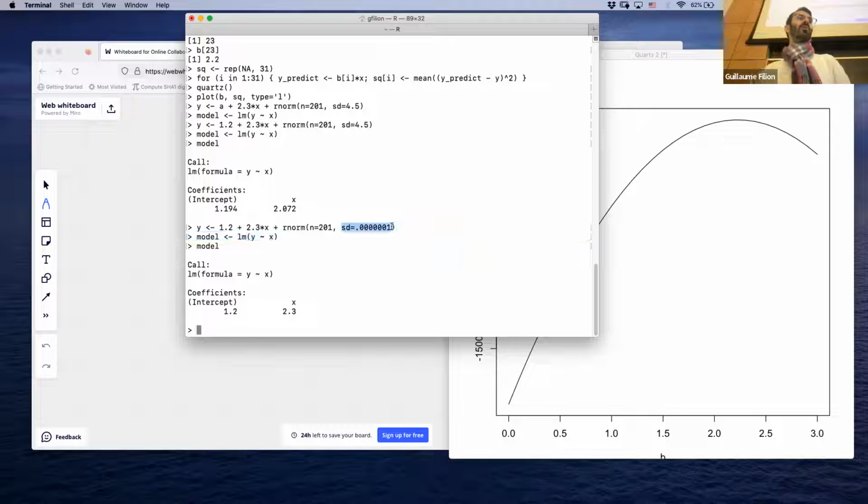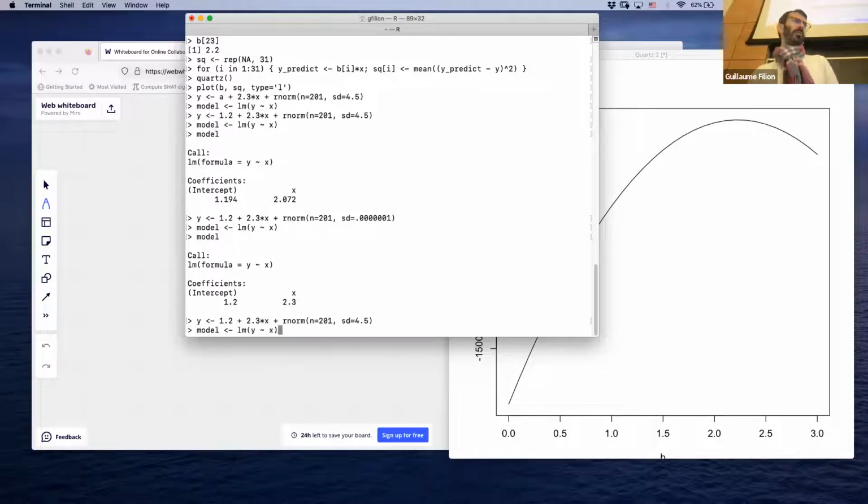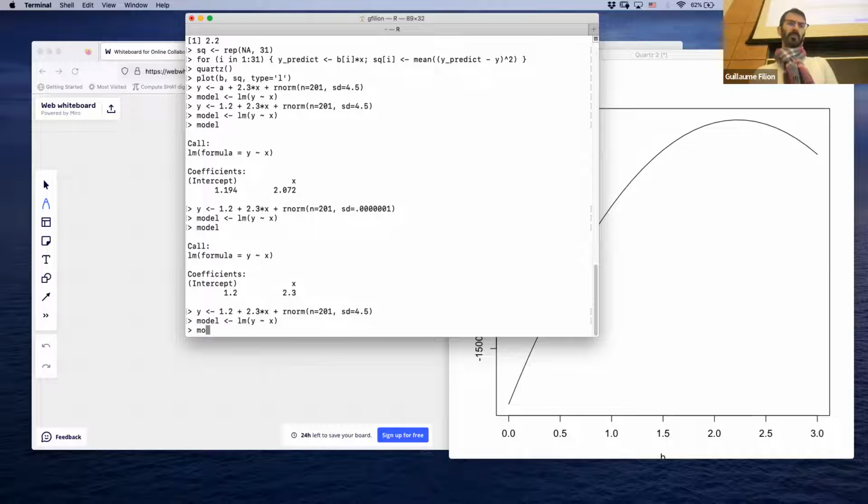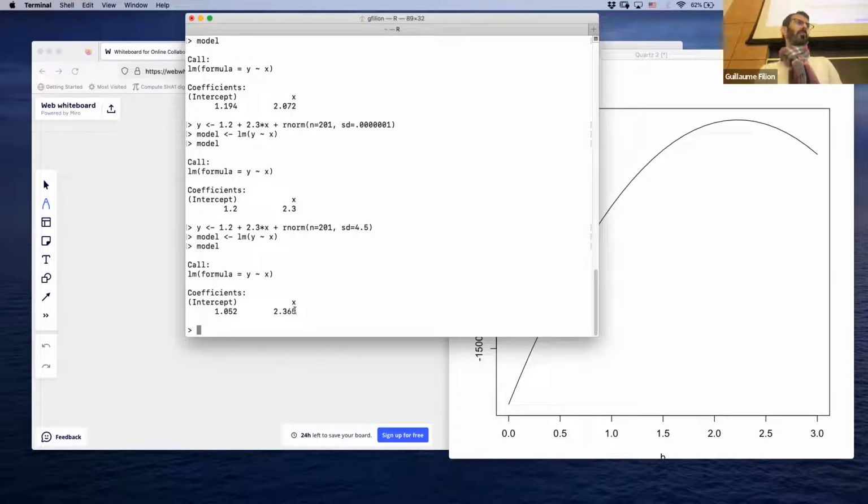The more noise you've got here, the less accurate the parameters are. I'm going to bring back some noise, that's 4.5, to make it a little bit more noisy and therefore entertaining. And so now, not so bad this time, but it's A this time that was not entirely well predicted. So the model here gives you the formula, the coefficients, but there are more things.